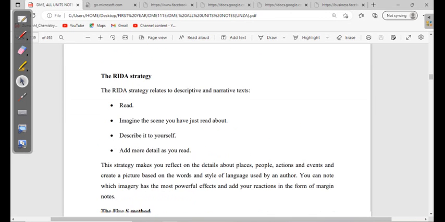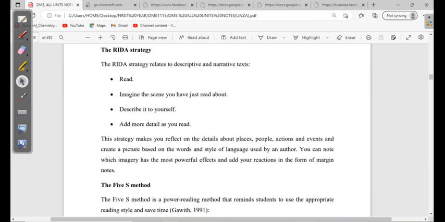The second one, when you're talking about reading in depth, is the READER strategy. These are letters which stand for something. In READER, the R stands for read, the I stands for imagine, the D stands for describe, and the A stands for add. Please, you need to know these letters and what they stand for. So the first thing is read. You are going to first read your text.